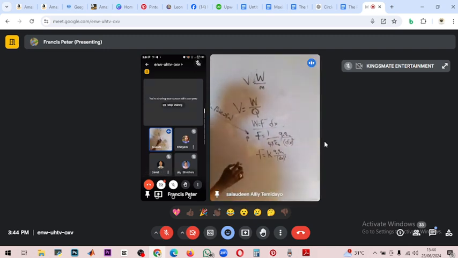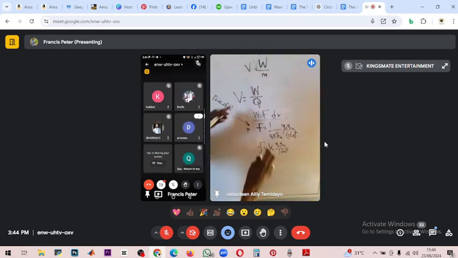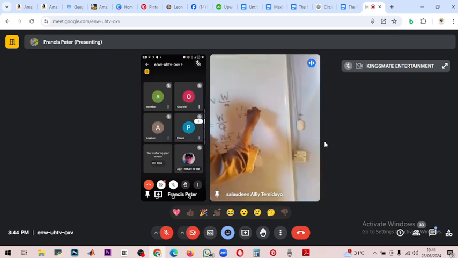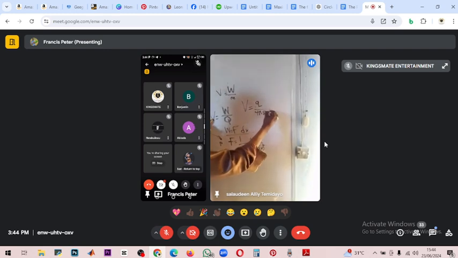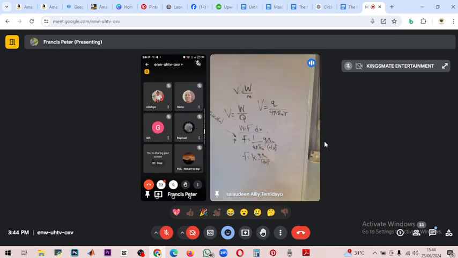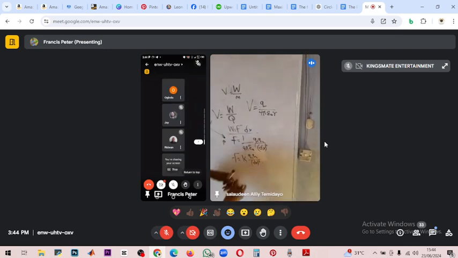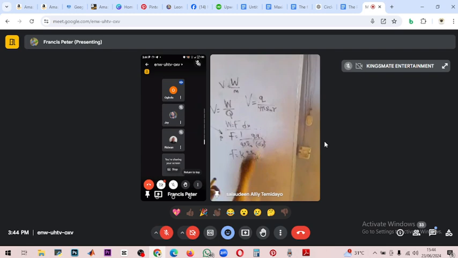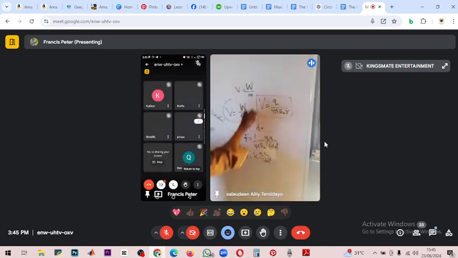So from doing all this together, we will arrive at a formula for potential. That potential is equal to Q over 4 pi epsilon naught R. Ordinary R. So this is the formula for electric potential. This is the basic formula.